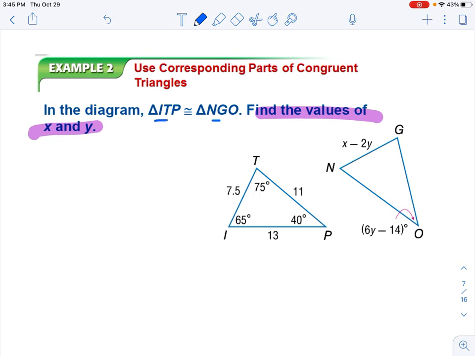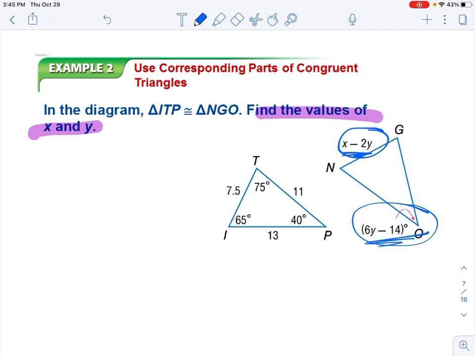We also know that IT and NG are congruent. We know that TP and GO are congruent. We also know the two exteriors, IP and NO, are congruent for our segments. So we know a lot of things, we just have to pair them up correctly. So, if I am trying to find X and Y, and there's two variables here, I don't want to start with that, I want to start with solving for Y.